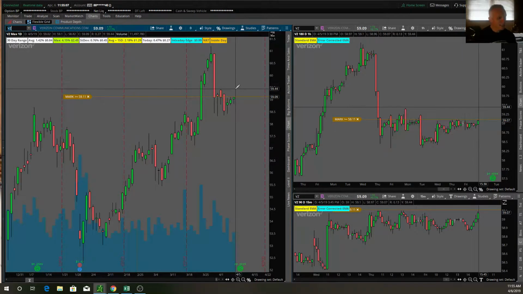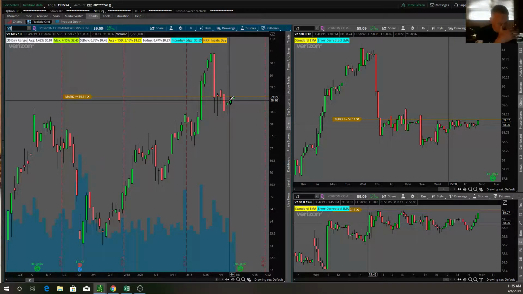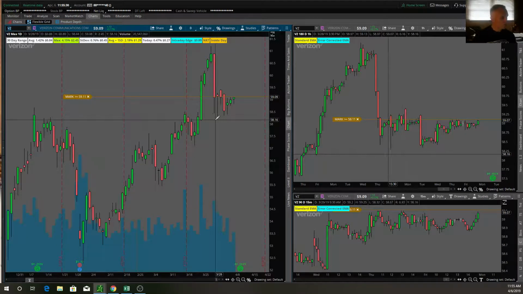An inside day, again, not so statistically significant, but when you see inside day and narrow range 7, those two together are pretty powerful. So this just means that this bar, the high and low, is inside the previous day's. Again, another coil. So reasons abound for a potential move up in Verizon.